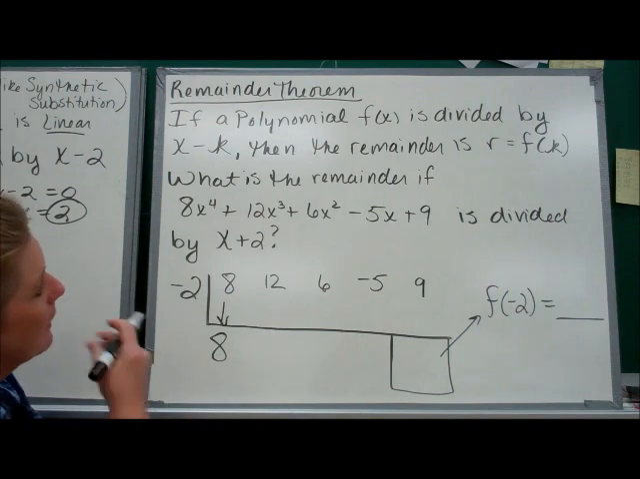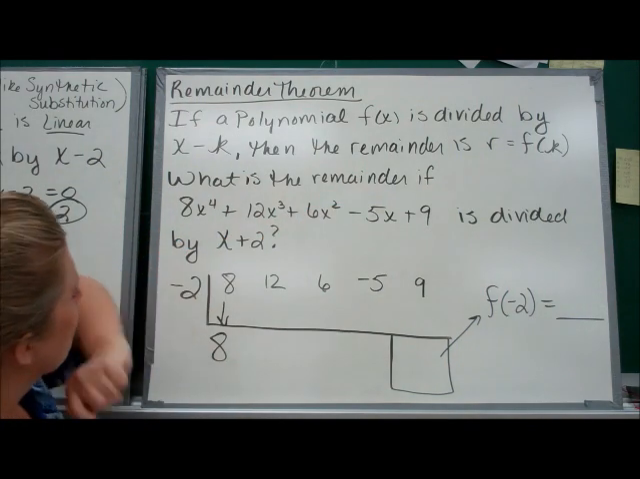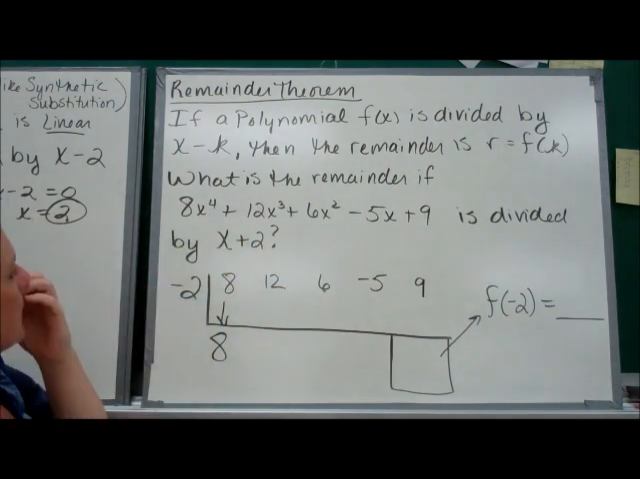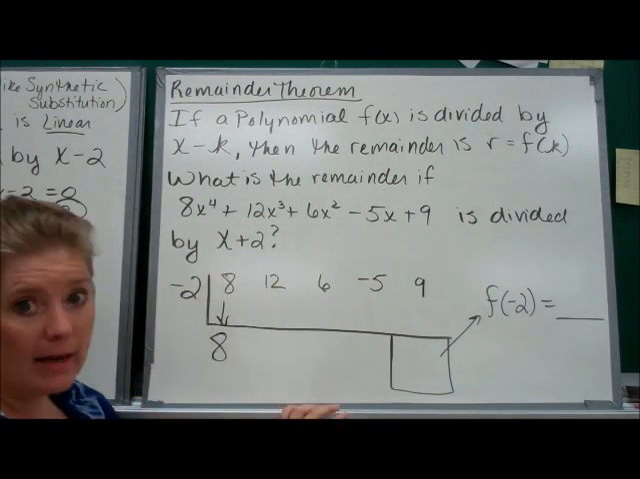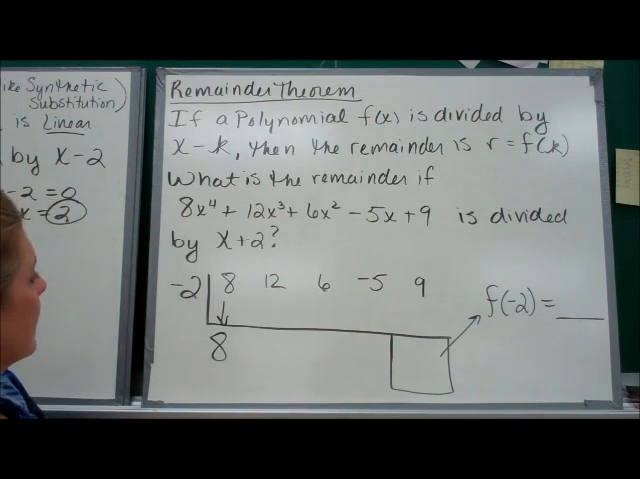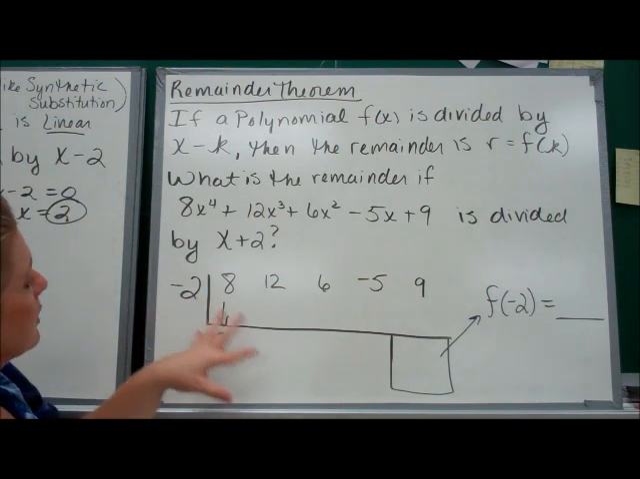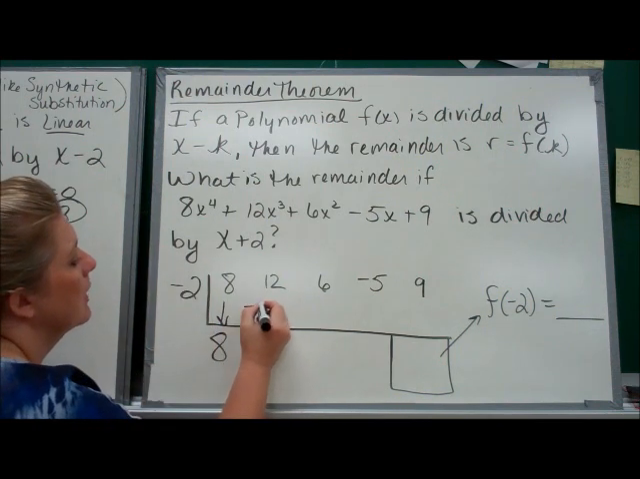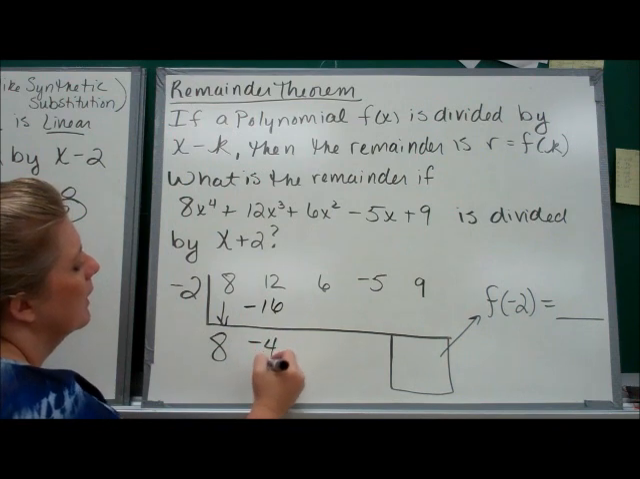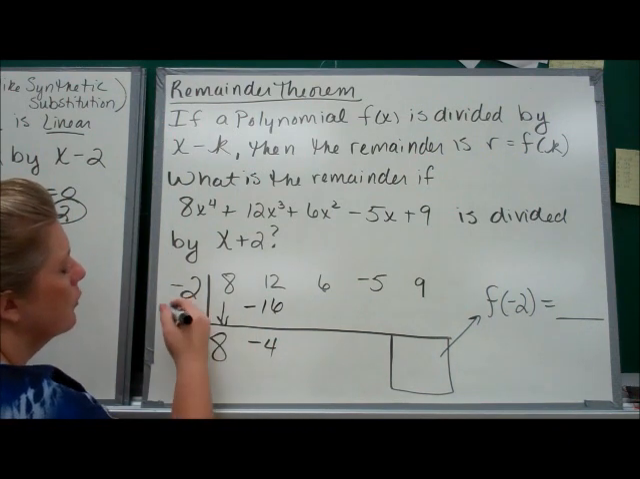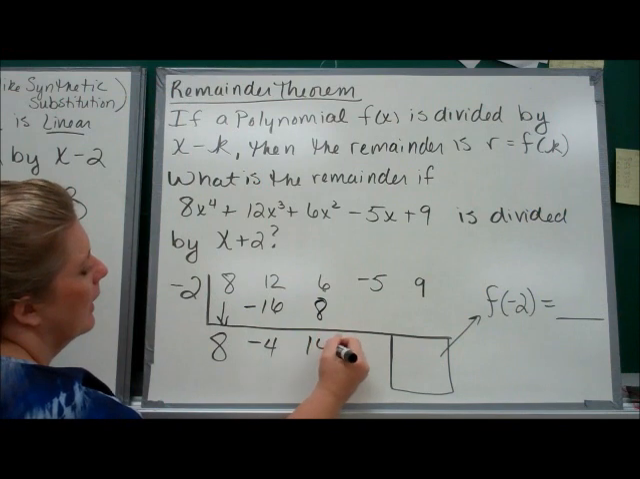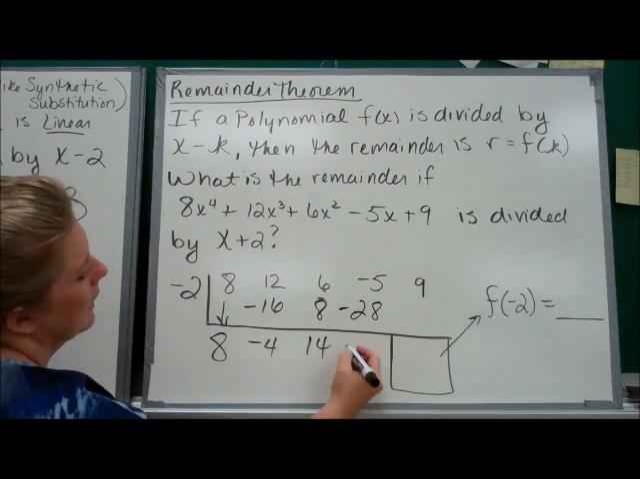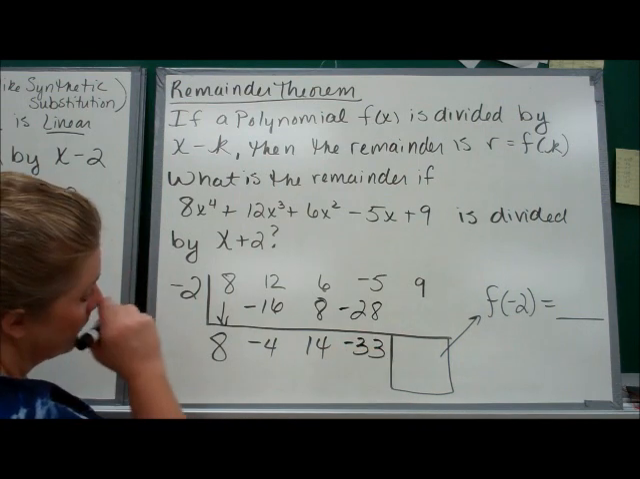Alright, so let's see. What is the remainder if this polynomial is divided by x plus 2? I've already set up the synthetic division to save some time. So now I'm just going to start my multiplication and addition. So 8 times -2 is -16. Add, I get -4. -4 times -2 is +8. Add, I get 14. 14 times -2 is -28. Add, I get -33.